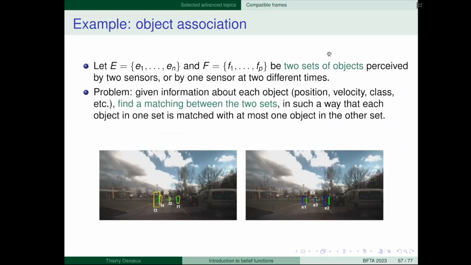Okay, so now I will give you an example of an application of this, and you will have an idea of how powerful it is to combine information. This is an example in object association. Assume that you have two sets of objects perceived by two sensors, which I call E and F. For example, sensor 1 perceives 4 objects, F1, F2, F3, F4. The second sensor perceives 3 objects, E1, E2, E3. We want to match these two sets.